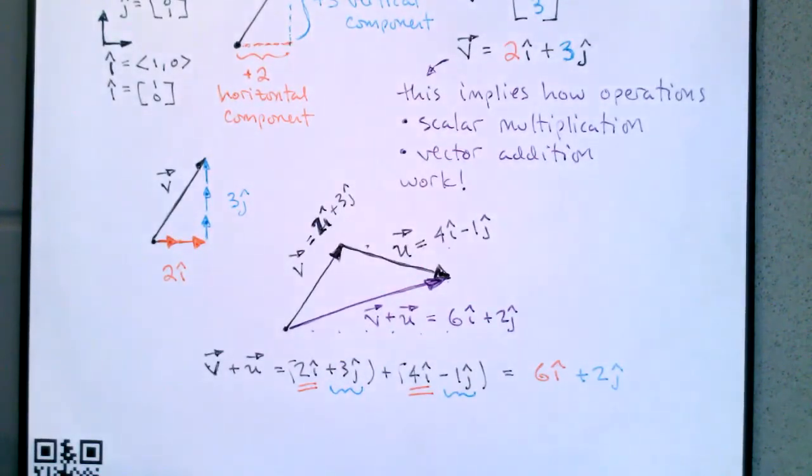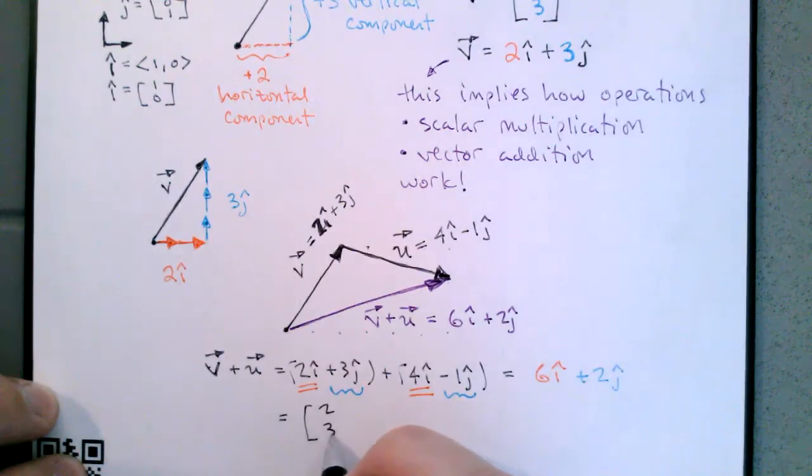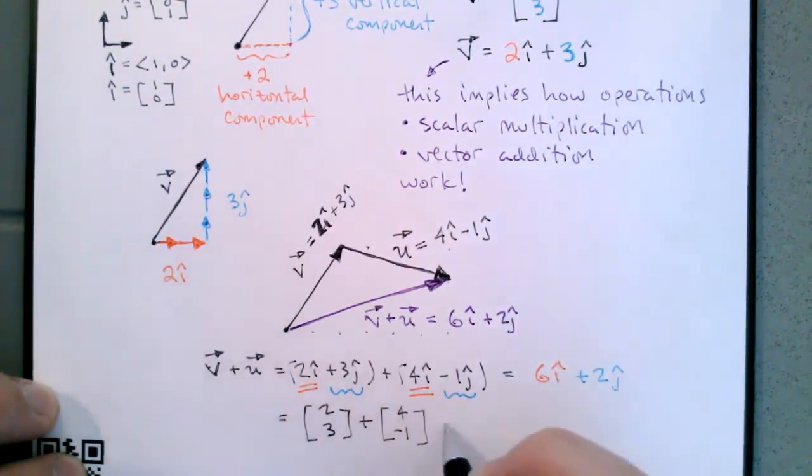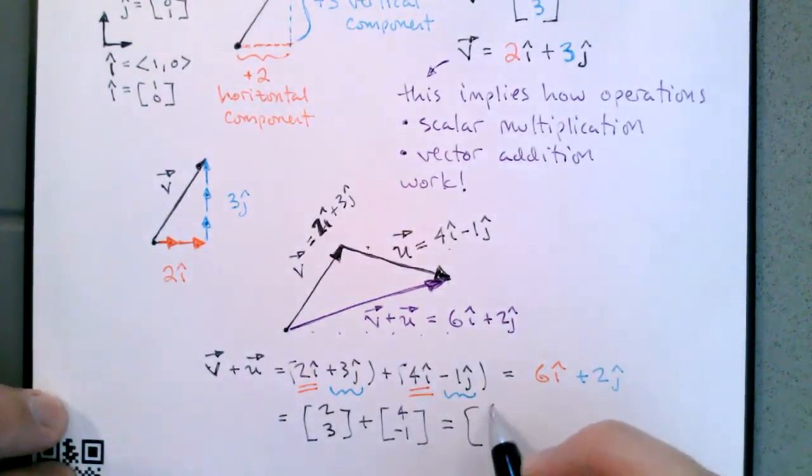If we had expressed the vectors in a horizontal or vertical fashion, we just add the corresponding components. So if I did 2, 3 plus 4, negative 1, I just add the first component, 2 and 4 is 6. 3 minus 1 is 2.